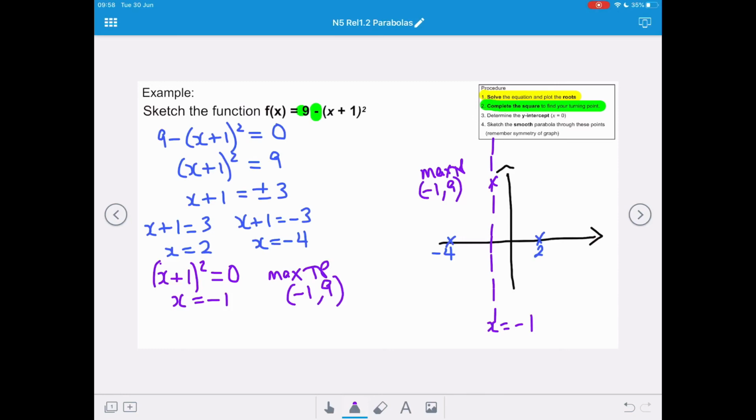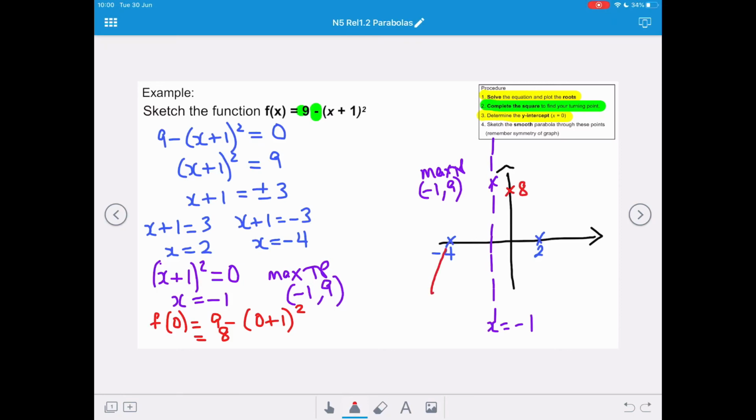We want to work out our y-intercept next, and the y-intercept is when x equals 0. So we're going to substitute in f of 0 to work out the value of our y-intercept. So f of 0 equals 9 minus (0 plus 1) all squared, which is 9 minus 1 squared, giving us a value of 8. So our y-intercept is at (0, 8).